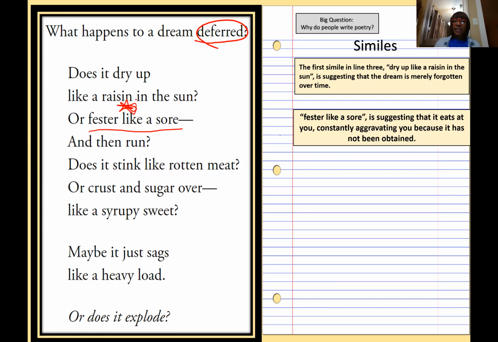And Langston Hughes is suggesting that it eats at you, constantly aggravating you because it has not been obtained. Think about your own sores. How often you ask for band-aids. Well, you ask that because it's constantly aggravating you, right? It's bothering you. It's hurting you. It's probably bleeding. So a dream that is deferred, a dream that you do not act on or you do not pay attention to, if you just put it to the side, that dream, according to Langston Hughes, is a constant reminder. It's an aggravation. It needs to be attended to. So he says it festers like a sore when you put it to the side.